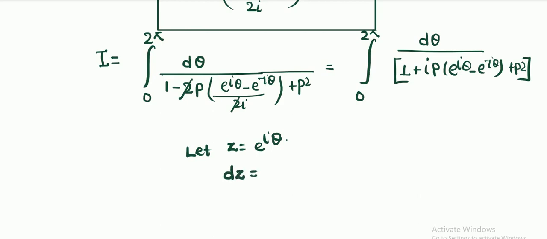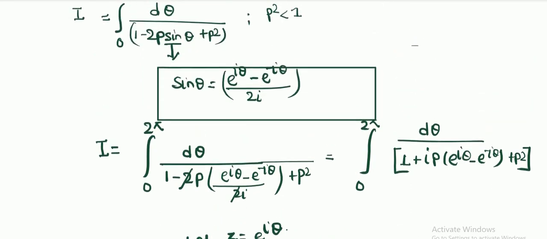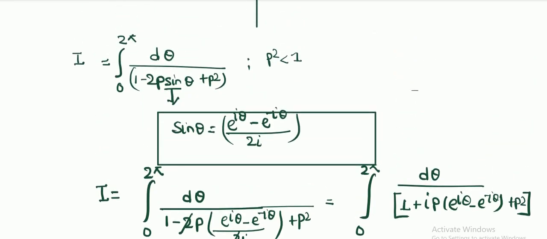So what will dz be? dz will equal i e to the power i theta d theta. You will get dz like this. Then d theta will equal dz by i e to the power i theta. You will get this expression for d theta. What I'm doing here is expressing the entire integral in the form of z, so that it can be solved using complex analysis. I'm not going to involve trigonometric or theta form.